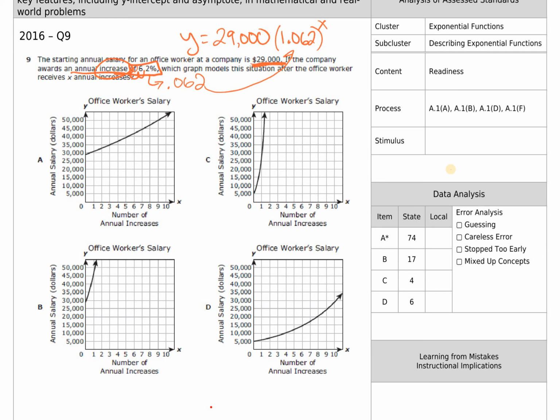All right, all that to say, we have our formula now. We can see that there's supposed to be a y-intercept of 29,000. The y-intercept on C and the y-intercept on D are both too small.